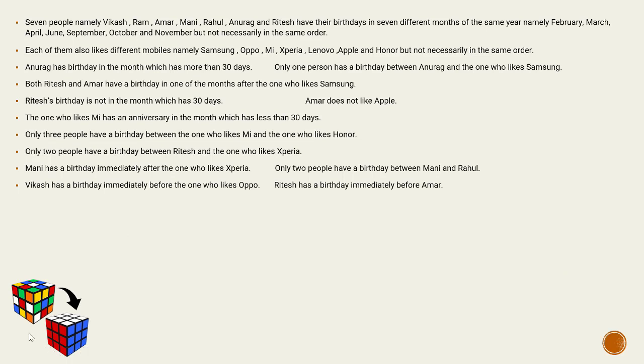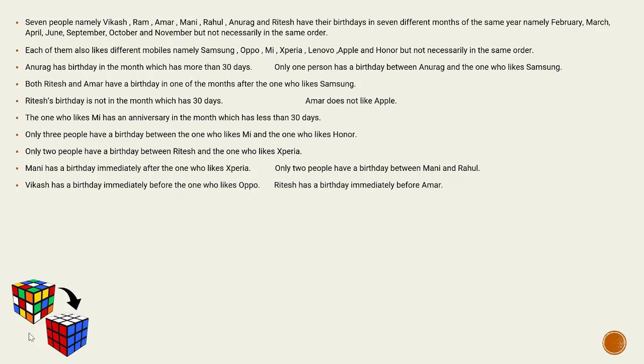We can see here there are 7 people: Vikas, Amar, Ram, Mani, Rahul, Anurag and Ritesh. They have birthdays or anniversaries in 7 different months of the same year: February, March, April, June, September, October, November. Again, pay attention, not necessarily in the same order. Each one of them also likes a different brand of mobile. There are 7 brands of mobile, but again, not necessarily in the same order.